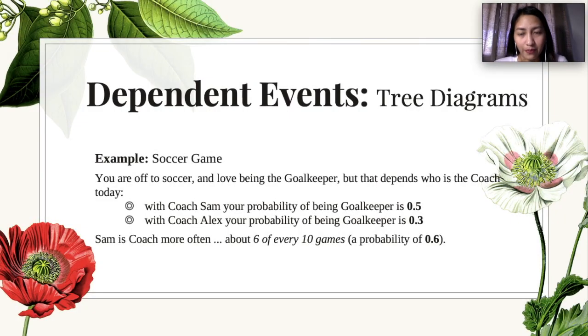So, meron tayo ditong example. Soccer game. So, kung ikaw ay player ng soccer at gusto mo, halimbawa, maging goalkeeper. Pero, kung gusto mo maging goalkeeper, depende siya sa coach for the day. So, kung kay Coach Sam ka, yung probability mo na maging goalkeeper is 0.5. While kung kay Coach Alex ka naman, yung probability mo of being goalkeeper is 0.3. So, si Sam, he is coached more often, about 6 of every 10 games. So, there's a probability of 0.6 for Coach Sam.